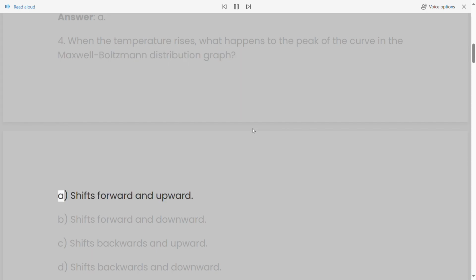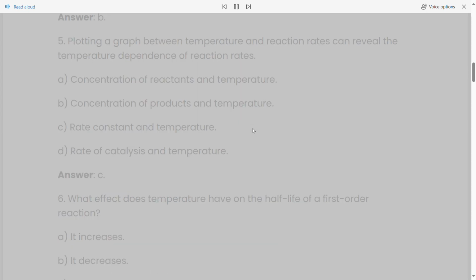A. Shifts forward and upward. B. Shifts forward and downward. C. Shifts backwards and upward. D. Shifts backwards and downward. Answer B. 5. Plotting a graph between temperature and reaction rates can reveal the temperature dependence of reaction rates.